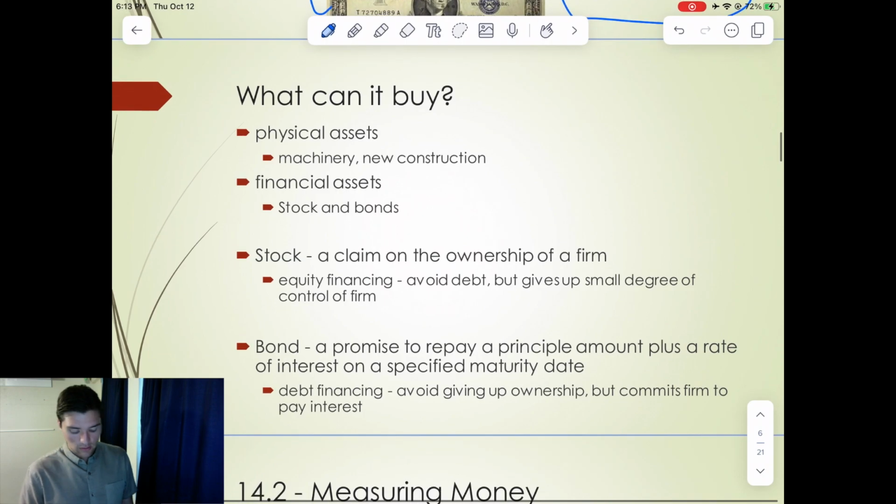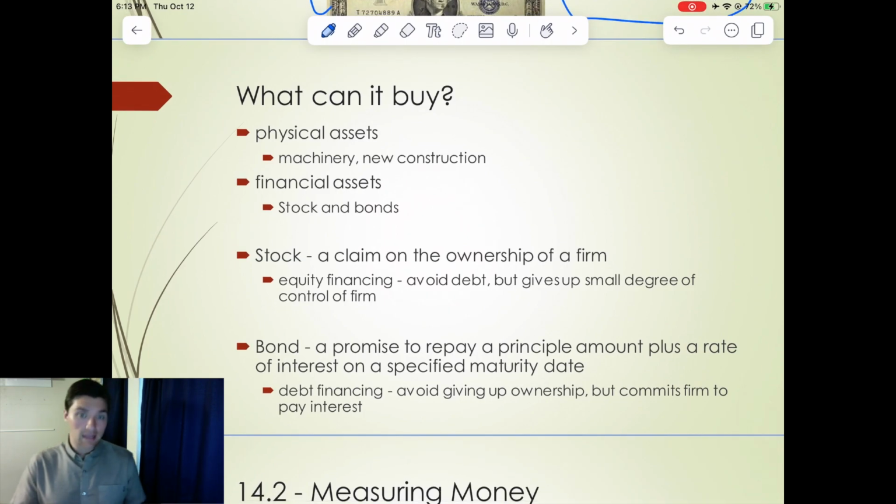Money could buy a few things. It could buy physical assets, such as machinery and new construction. It could also buy financial assets, like stocks and bonds. Stocks are a claim of ownership of a firm. So what happens here is a firm or a big business needs money, and they say, where can we get money to buy things? And so they say, let's sell some ownership of our company.